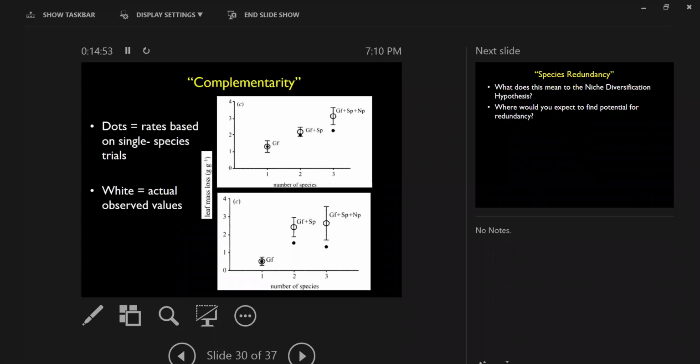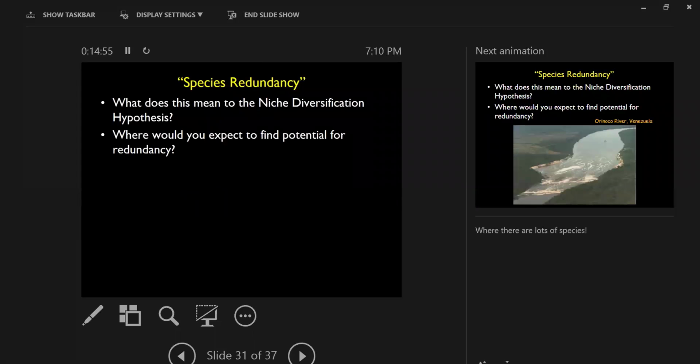So let's think about this idea of species redundancy and what that might mean to the niche diversification hypothesis, right? This idea that in order for species to persist, they have to develop different niches and use resources in different ways. Species redundancy says that species may not be completely unique, right?